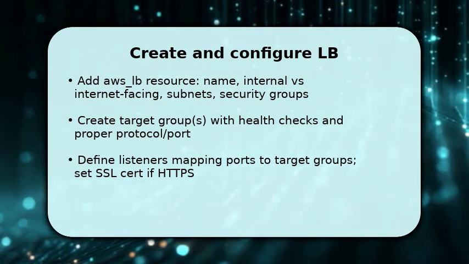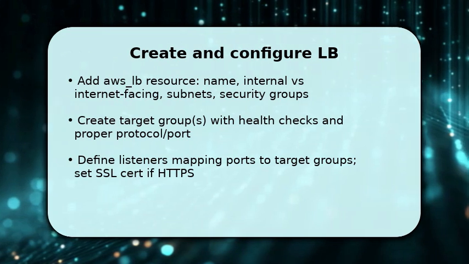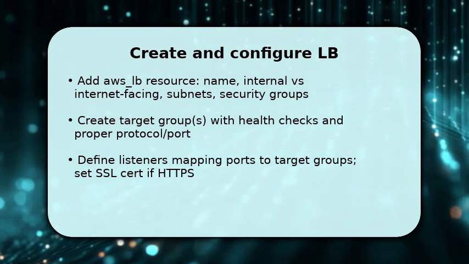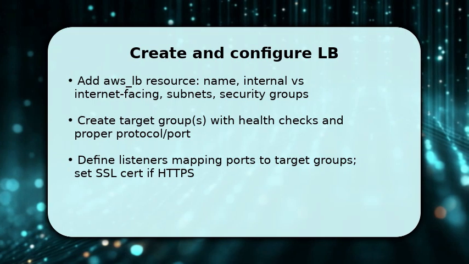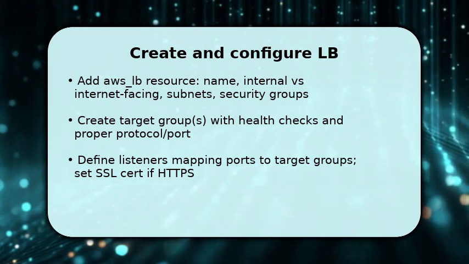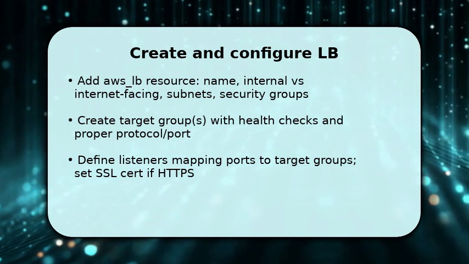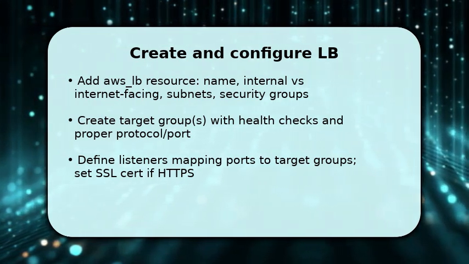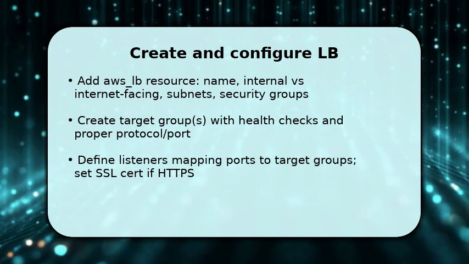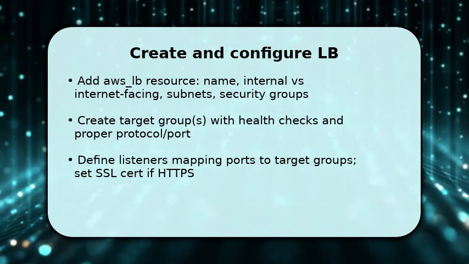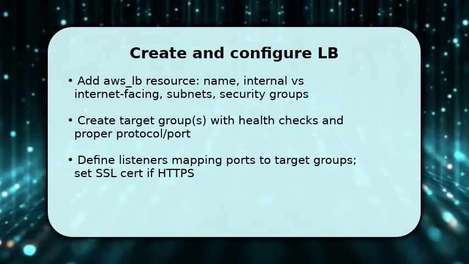Then, define aws_lb_target_group resources with health check blocks tuned for path and interval so unhealthy instances are removed quickly. After that, add aws_lb_listener resources to forward traffic from port 80 or 443 to the target group, and reference an ACM certificate for TLS if you need HTTPS.